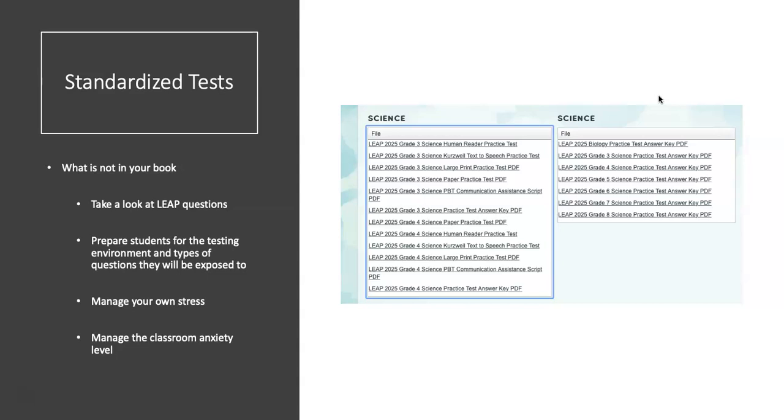So what I ask of you is once you get into your grade, you need to take a look at the LEAP questions. So if you go to Louisiana Believes, you will see that there's a whole section for science, and there's PDFs with test answer keys for grades 3, 4, 5, 6, and then if you end up in middle school, there's LEAP testing for 7th and 8th. Please prepare your students for the testing environment. Use the types of questions that you see on these old LEAP exams in your own exam.